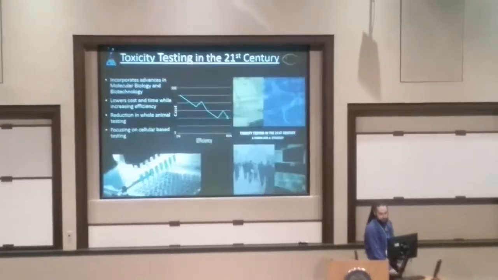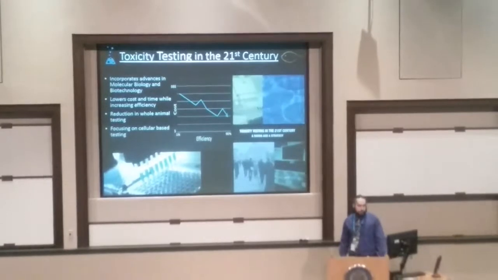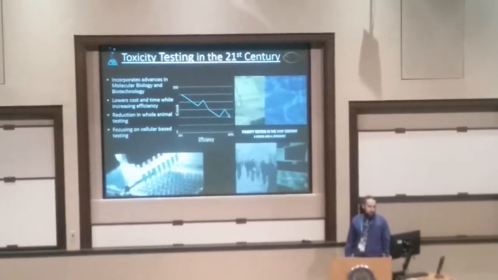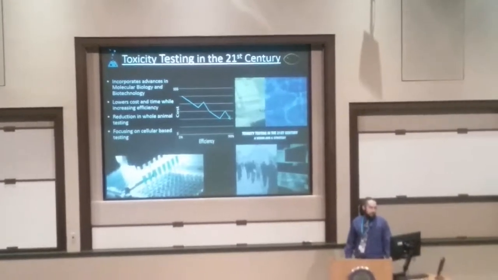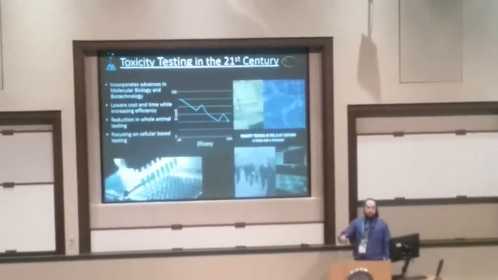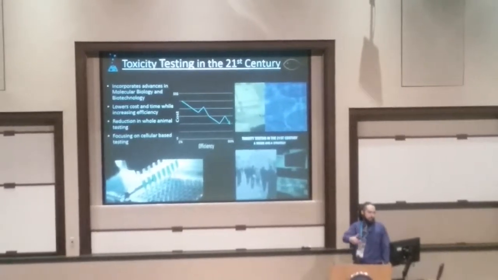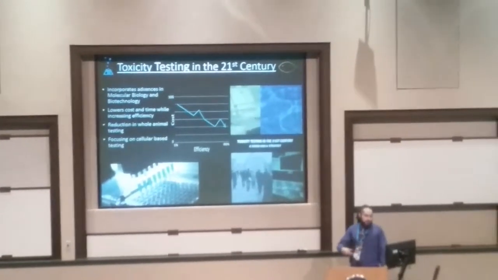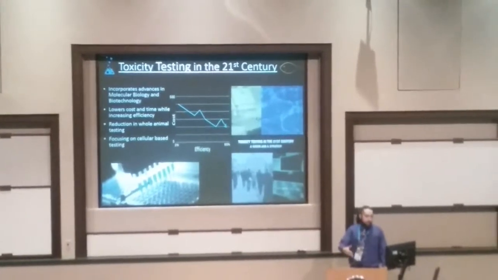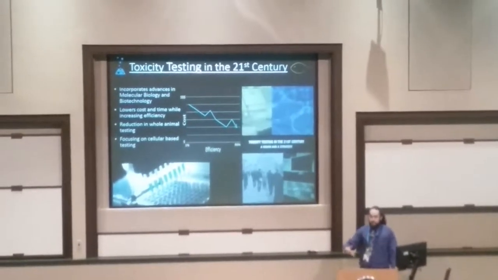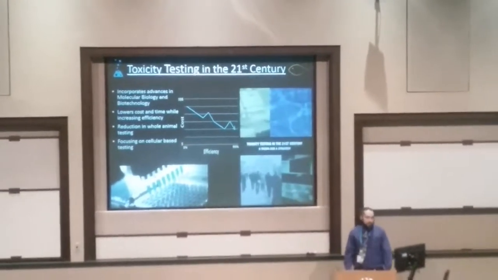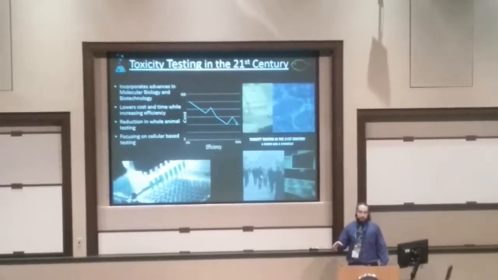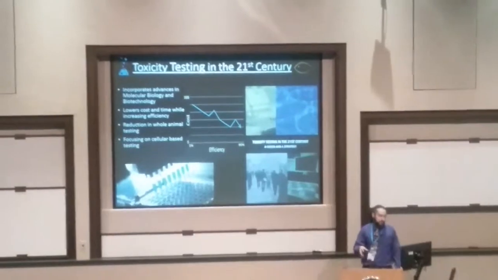As many of you know, about 10 years ago, in 2007, the report Toxicity Testing in the 21st Century, a visionary strategy, came out. And within it, it was advocated that toxicologists should start incorporating advancements in molecular biology and biotechnology into the way we do toxicity testing. This is in an attempt to lower the cost, reduce the time, and increase the efficiency of our tests. One major goal within this report was to reduce the number of whole animals used in our testing, since it's very expensive to raise those.